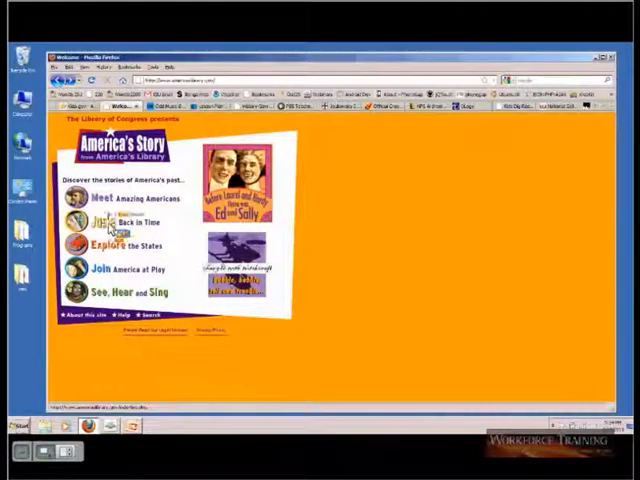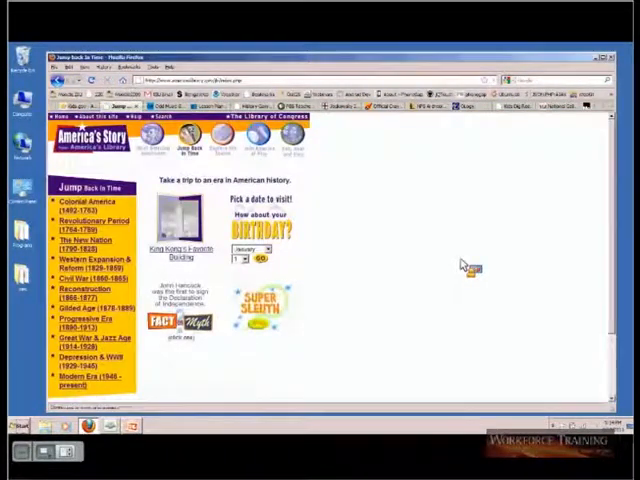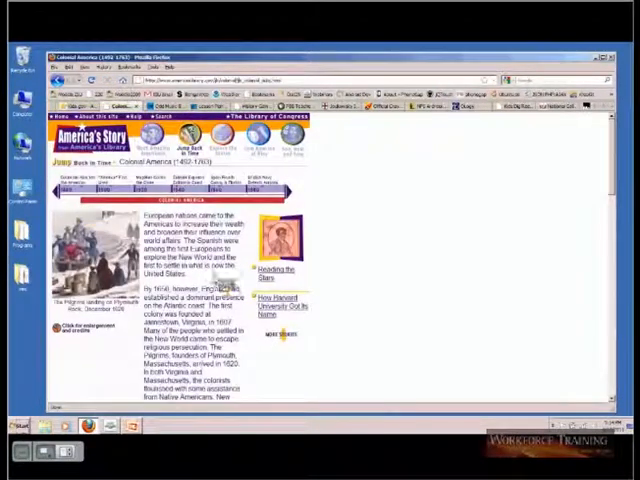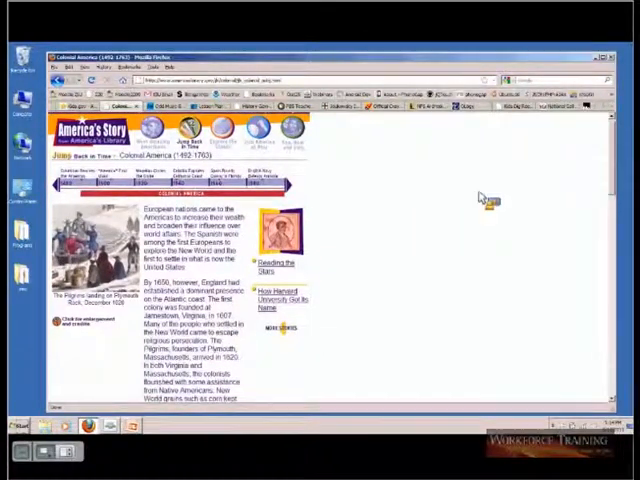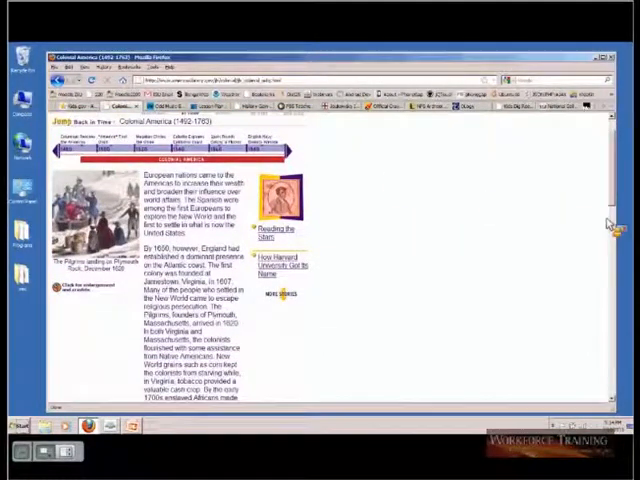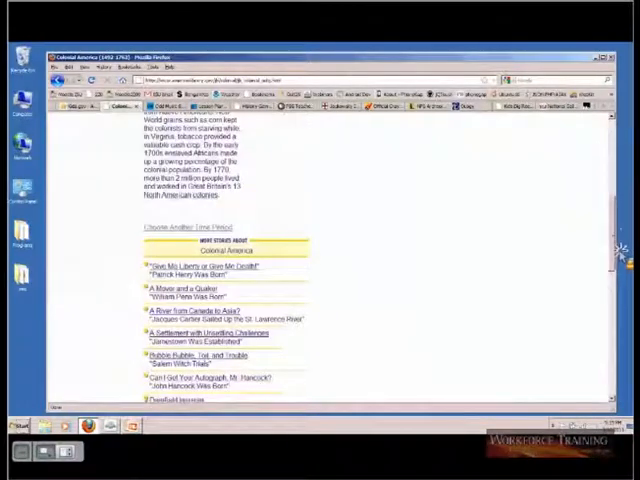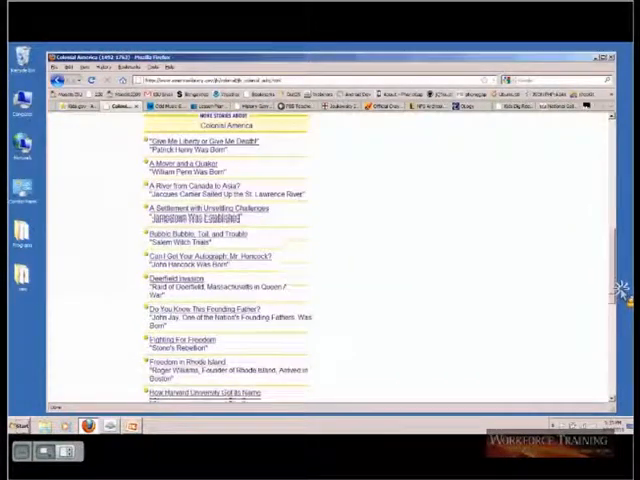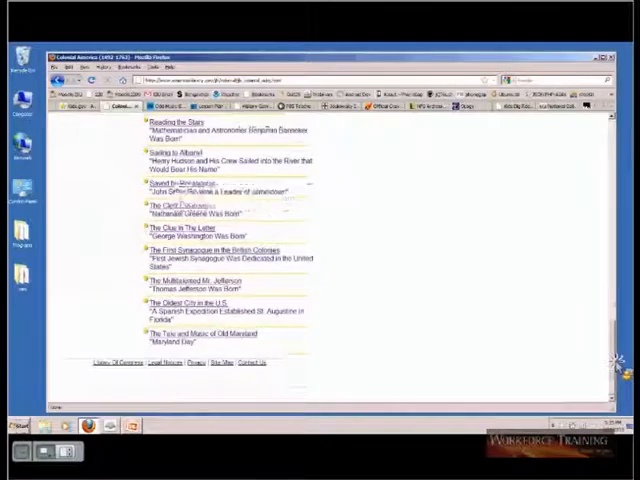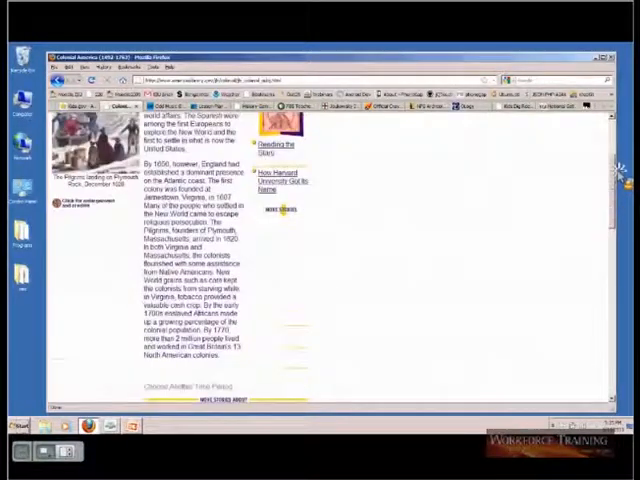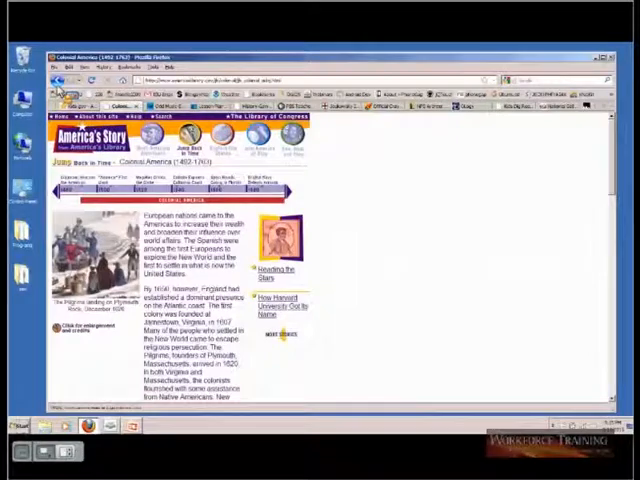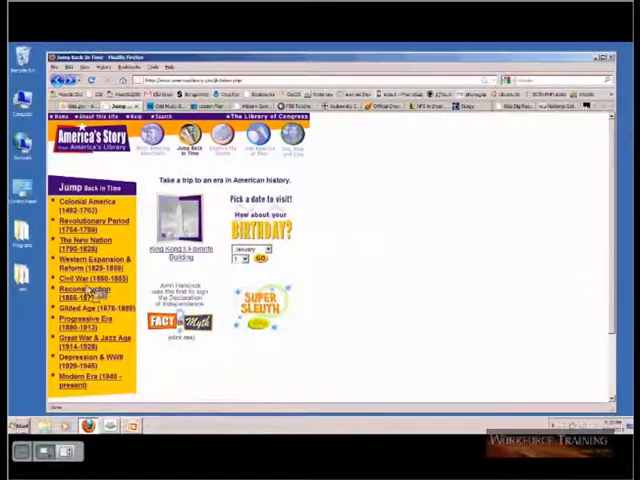All right, so let's go back here. Let's see here, jump back in time. You can be a super sleuth. Pick a date to visit. You can choose your birthday and see what happened on that day. And here are some timelines. Talks about colonial America, shows you what time period that covers. And here are some stories that are attached to that particular timeline. Of course, to go with some of the famous Americans that we saw on the list earlier.